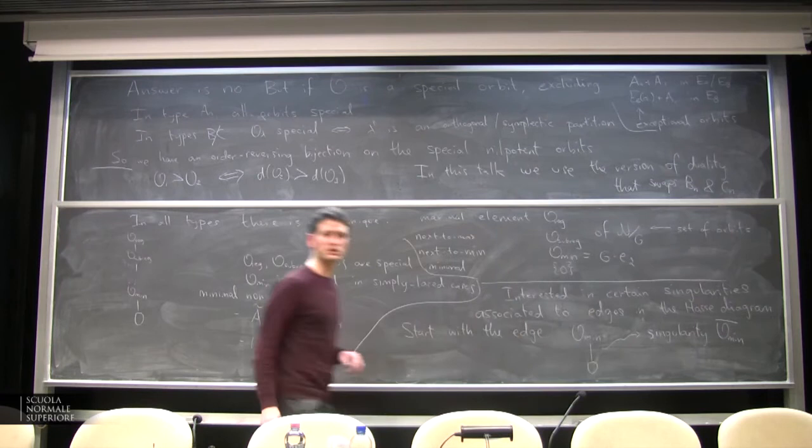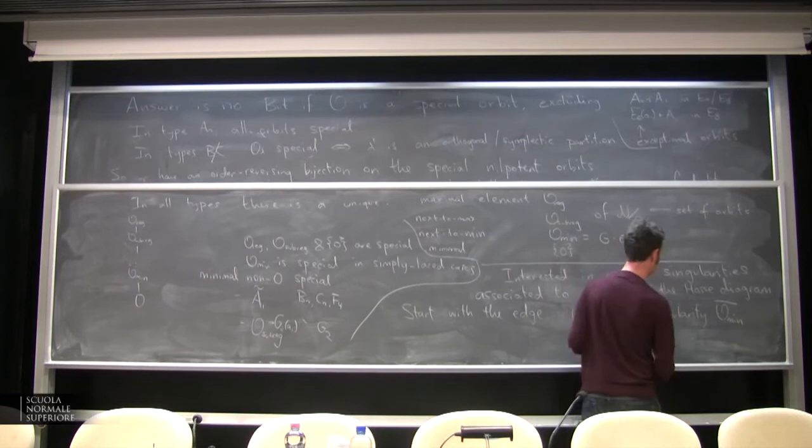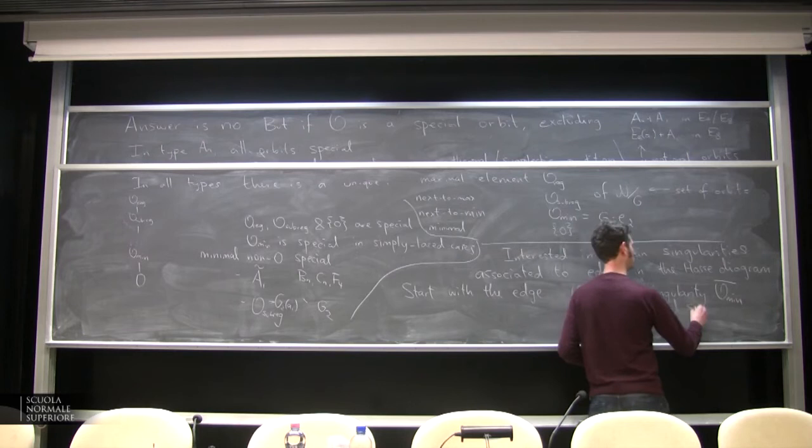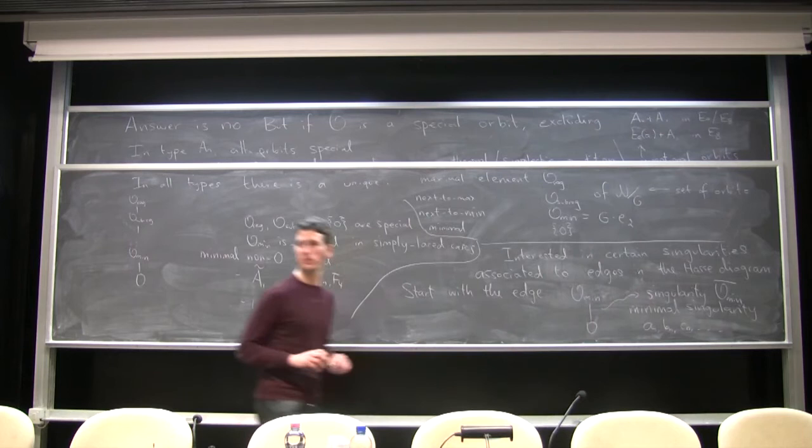Right? This is called a minimal singularity. It was called a minimal singularity, I think Kraft and Procesi coined that term. This is a minimal singularity and we denote it An, Bn, Cn, etc. Right? So small letters to denote minimal.